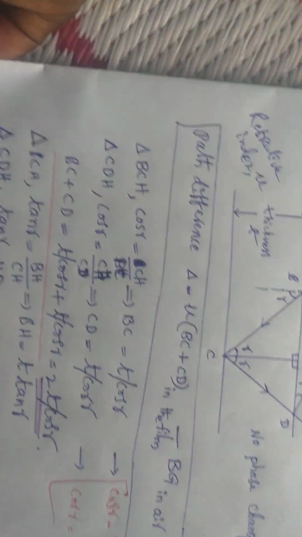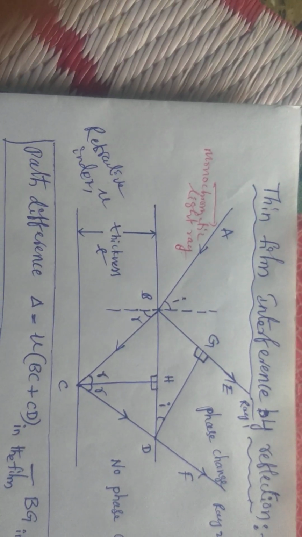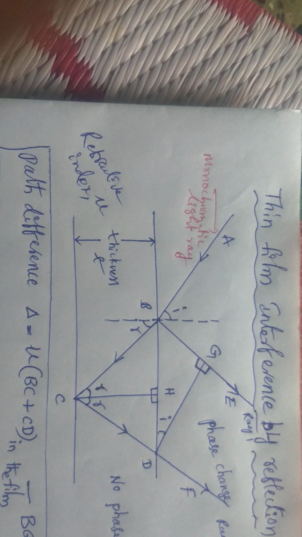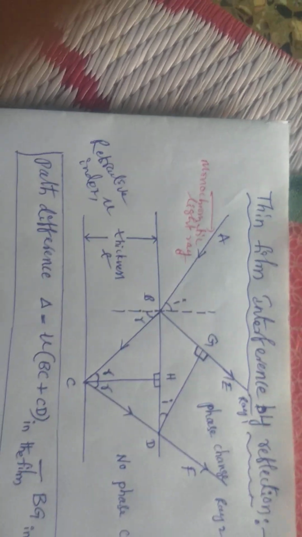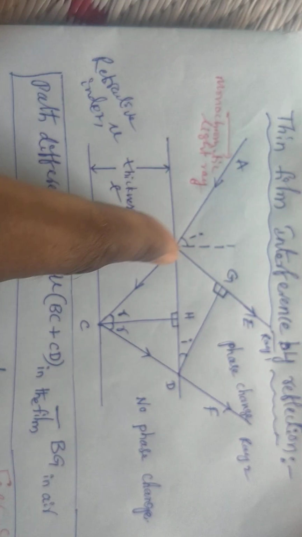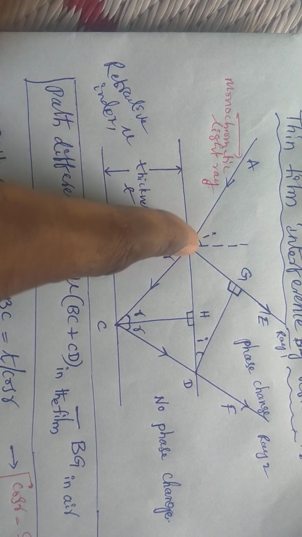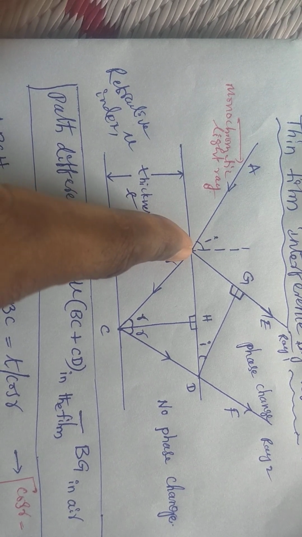So next, thin film interference by reflection geometry. Here the thin film is a parallel plane. The monochromatic light is incident on the parallel plane thin film. So the light is once incident on the parallel plane thin film.